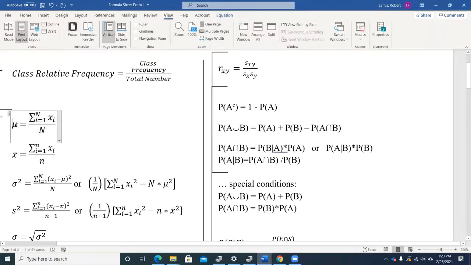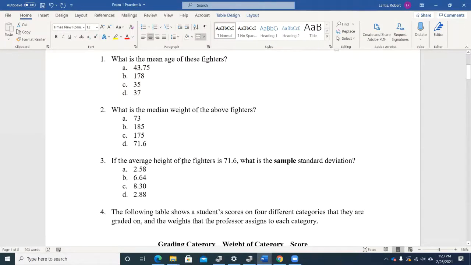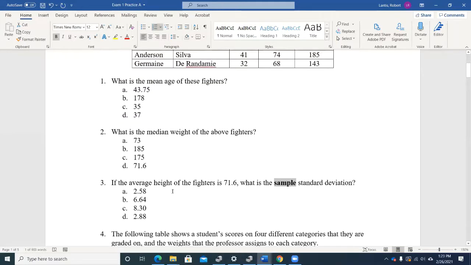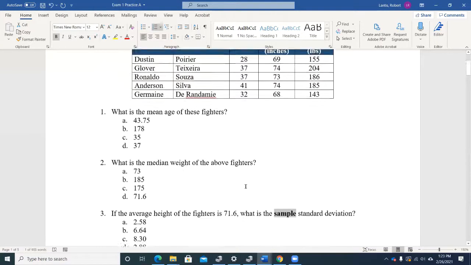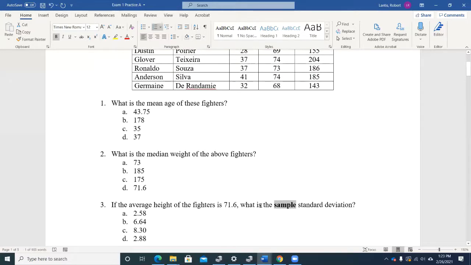No matter if we're looking for a population or a sample mean, we're still dividing by the number of observations we have in the data set. Yep. What you're thinking about, we'll jump the gun and go to right now: let's say I wanted to find a variance or a standard deviation, but I'm looking for a sample variance or a sample standard deviation. I don't want you to calculate the mean wrong, so I assume that the average height of these fighters is 71.6 inches here. What's the sample standard deviation?